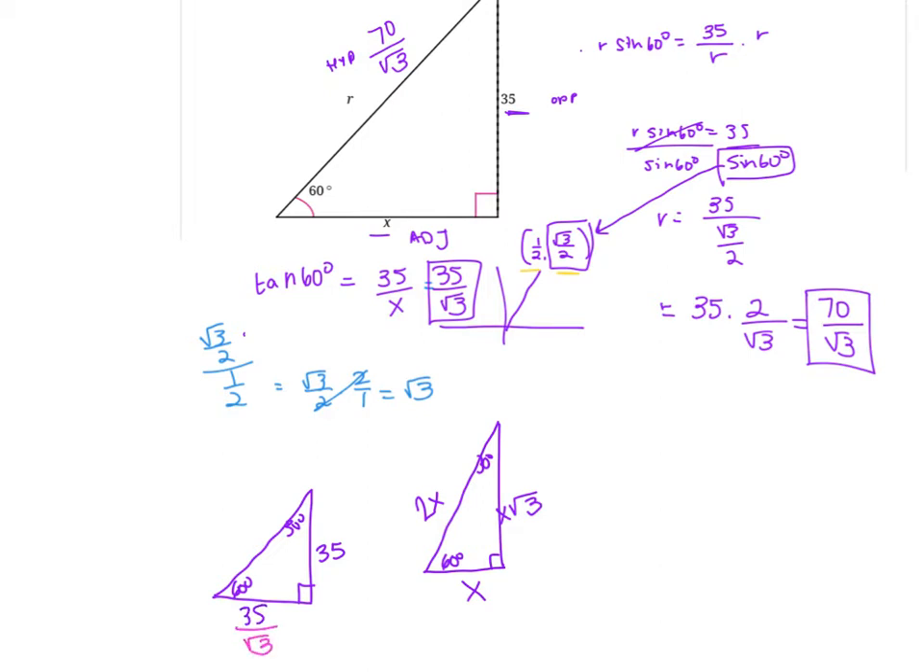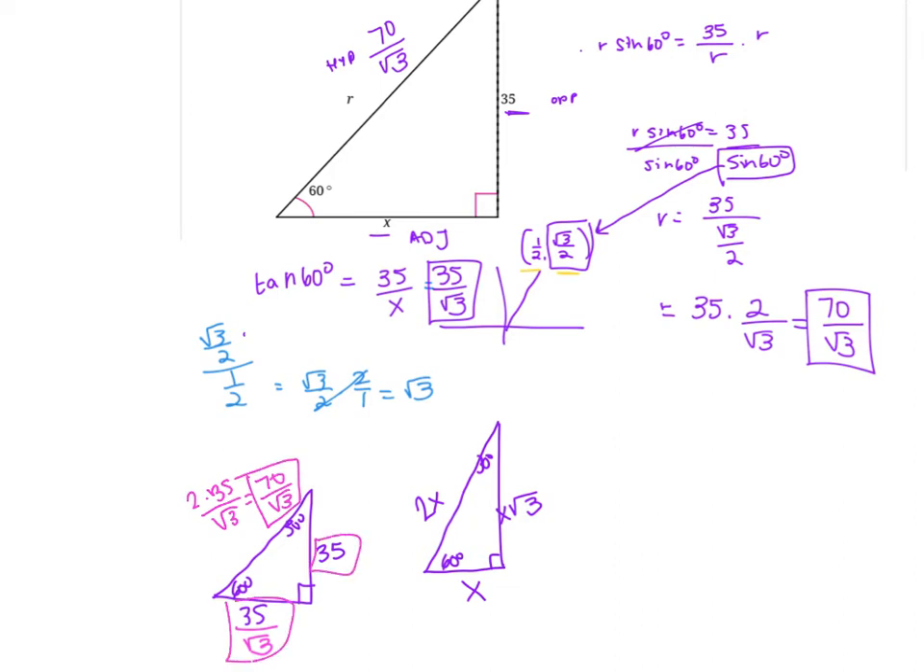Then looking at the original, in order to get from x to 2x, you just multiply by 2. So you multiply 2 times 35 over root 3. So 2 times 35 over square root of 3, you would have 70 over square root of 3. Okay, so that's the short way to do that problem.